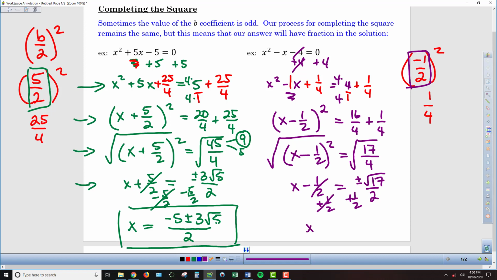So I'm left with x equals, and then once more, I've got the same denominator in both of the fractions. So I'm just going to make this a giant fraction with 2 on the bottom. And then in the numerator, I'll just put the two pieces together: 1 plus or minus the square root of 17.